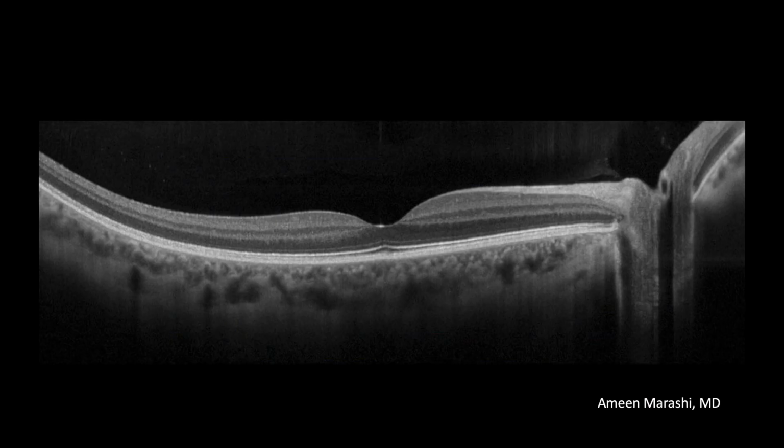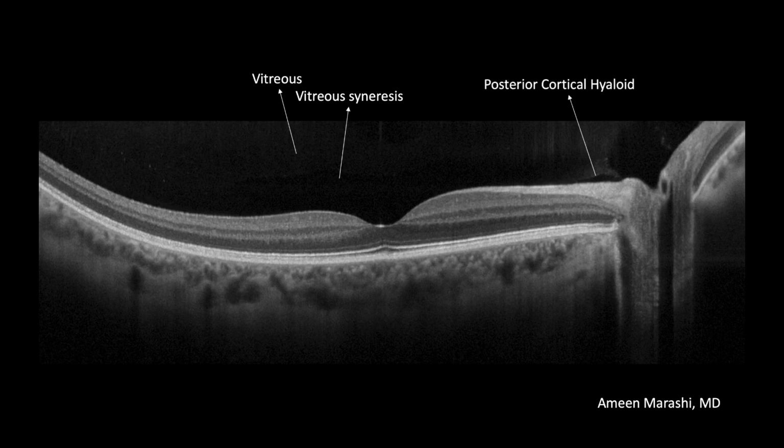Learning the normal OCT finding is important to distinguish the pathology. OCT is best studied in grayscale or black and white color. A normal OCT scan may show some of the posterior vitreous anatomies, where a hyporeflective pocket represents vitreous synchysis, while the hyperreflective tape close to the retina is the posterior cortical hyaloid, and the hyporeflective space underneath it is the retrohyaloid space.